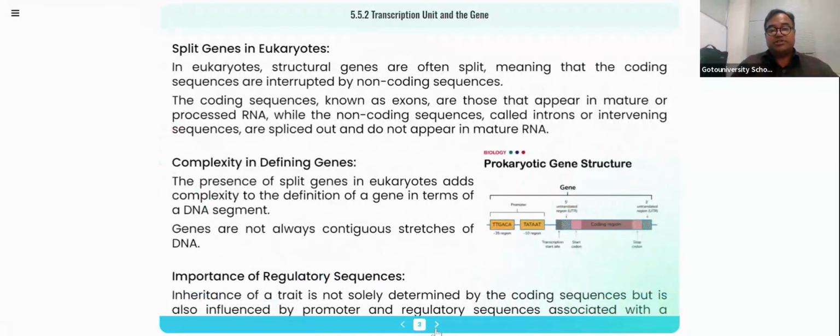Now we are coming to split genes in the eukaryote. What do you mean by split genes? Split genes are very, very important in the eukaryote. Structural genes are often called split genes. The coding sequences are interrupted by non-coding sequences.